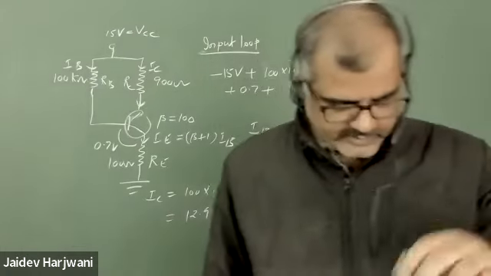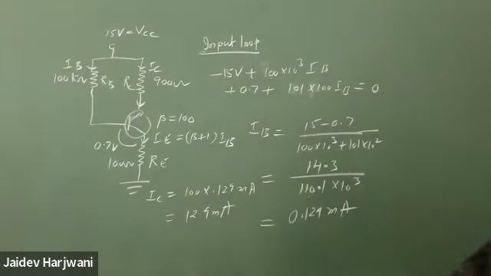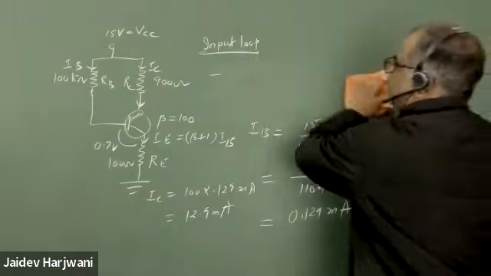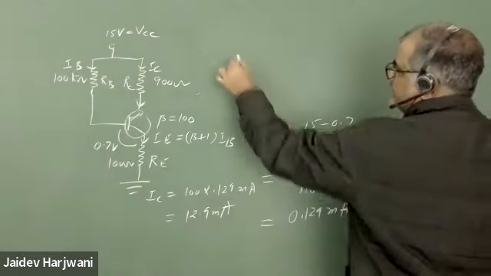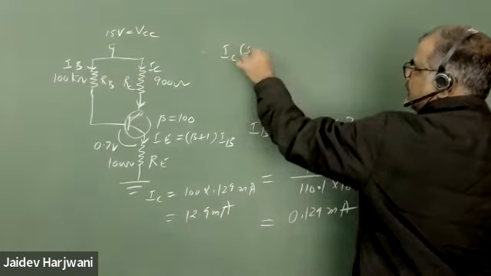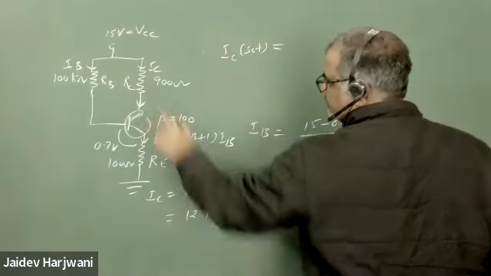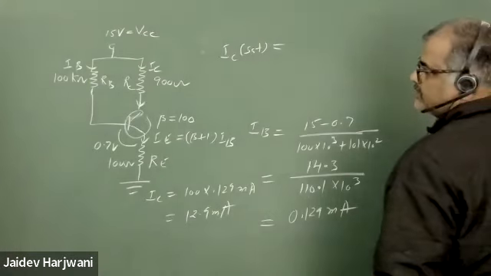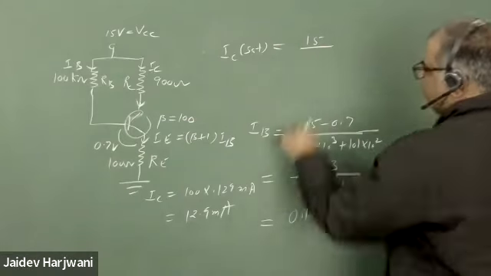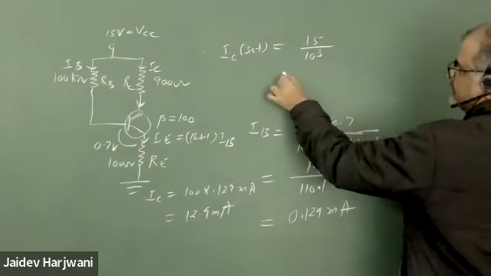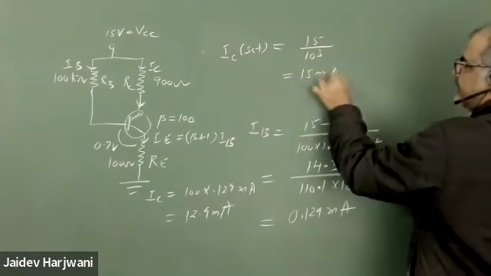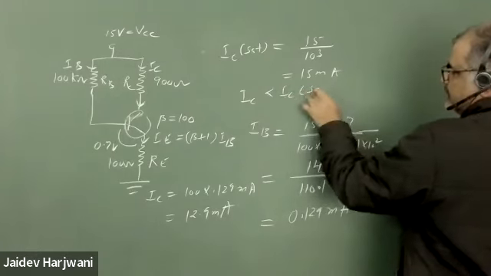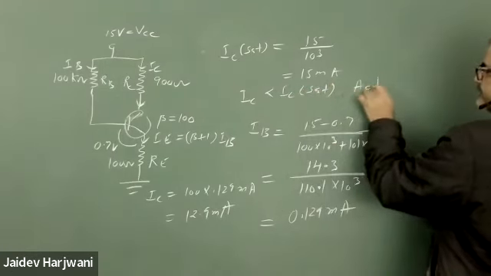Now you can calculate IC saturation to check whether it is in saturation. For IC saturation, you have to make VCE 0. Once you make VCE 0, your IC saturation will be VCC, 15, divided by RC plus RE. That becomes 1000 ohm, so this will give you 15 milliampere. So my IC is less than IC saturation, so the operating region will be active.